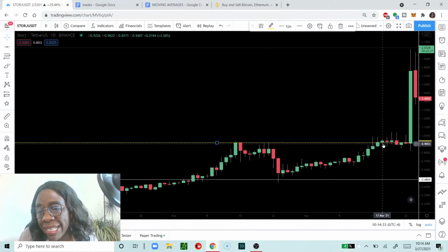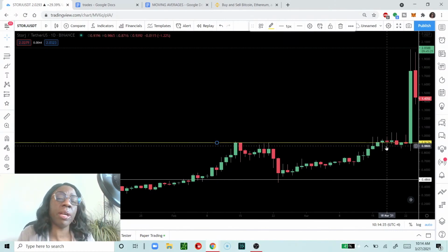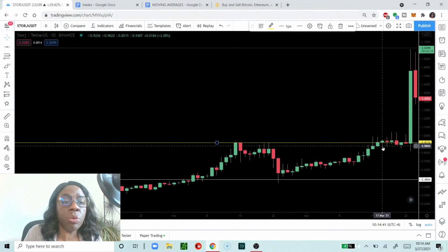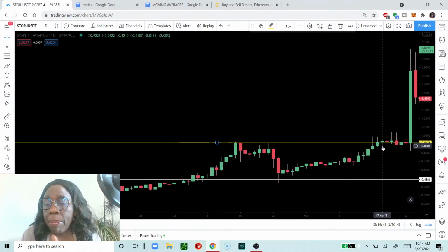Now let's look at the day it moved above. There it is, 17th of March, guys. Yeah, right there. 17th of March, you would have been alerted that price action for storage has moved above the previous resistance. So you pick up some storage. The fact that price action is moving above tells you there's something going on.